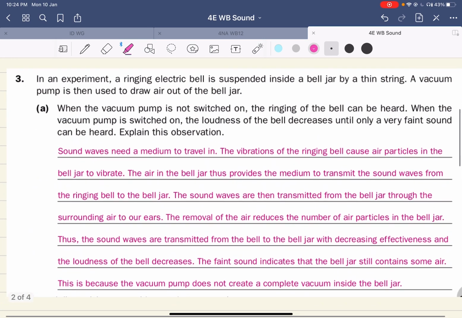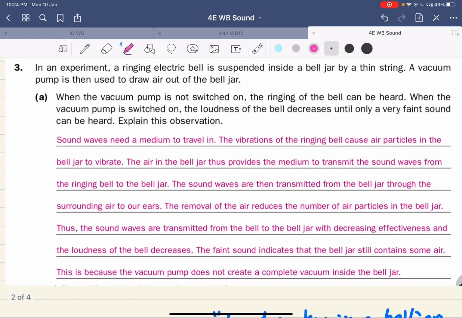Next question we're going to talk about is question 3. We have a ringing bell jar. The electric bell is suspended inside the bell jar by a thin string. A vacuum pump is used to draw air out of the bell jar. When the pump is not switched on, ringing of the bell can be heard. When the pump is switched on, the loudness of the sound decreases until a very faint sound can be heard.